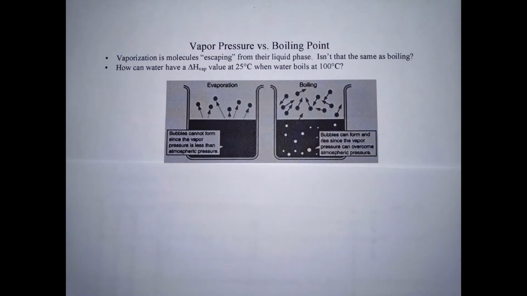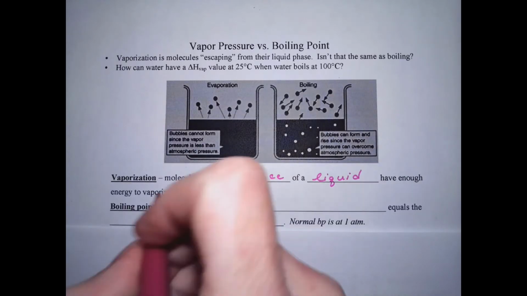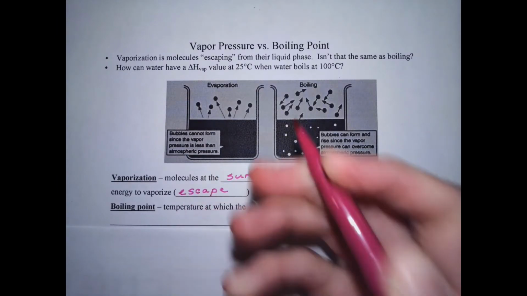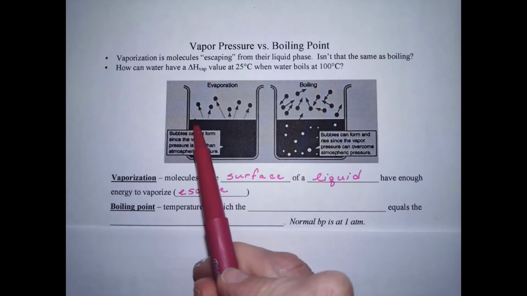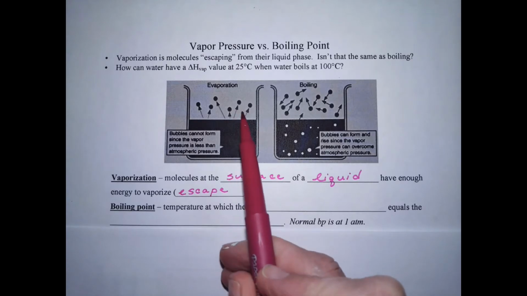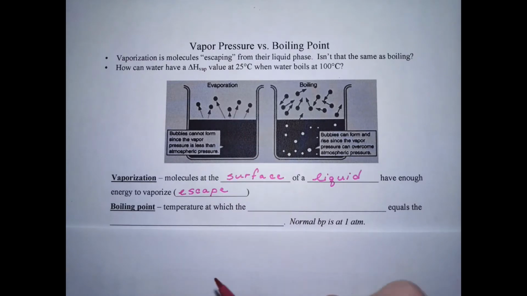It's at this point that I like to discuss the difference between vaporization and boiling. Vaporization occurs when molecules at the surface of a liquid have enough energy to escape. We see that with this image here. The molecules at the top of that liquid are overcoming their intermolecular forces and escaping. They're becoming gas molecules.